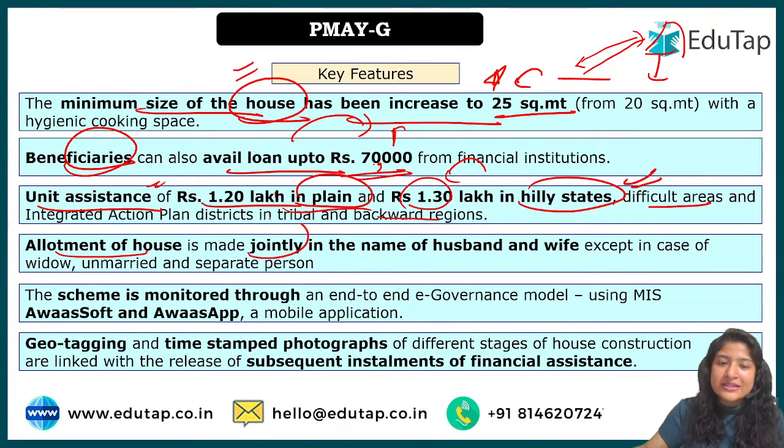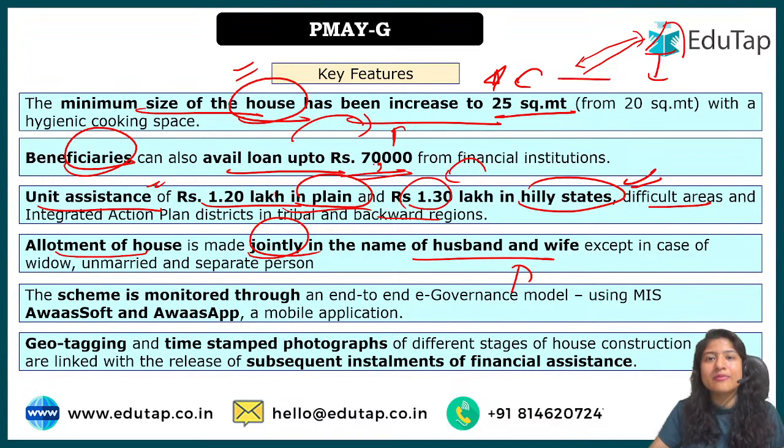Allotment of the house may be jointly in the name of husband and wife. So allotment of the house will not be just in the name of the male. In the case of widows, it will be only in the female's name, or in the case where both are alive, there will be a joint name. Now whatever construction is being done, everything will be monitored via satellite. So geotagging will be done.